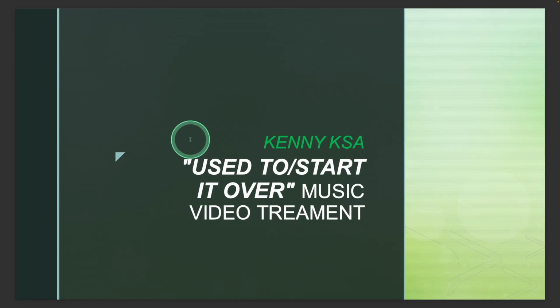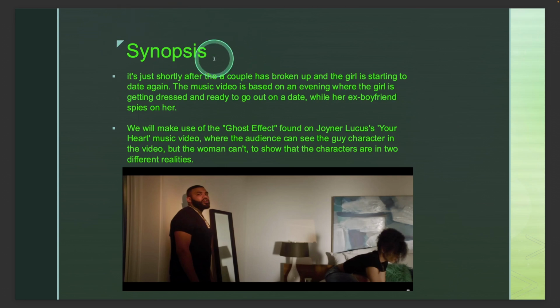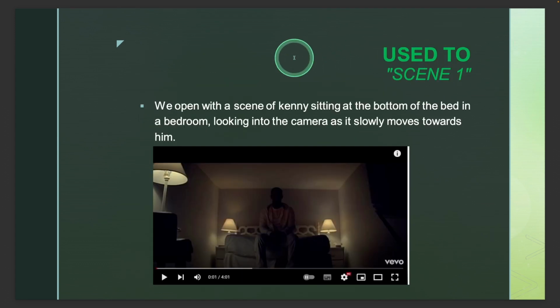Okay, cool. So let's take a look at the treatment that we have for this music video. First page, you'd have the name of the music video along with the artist, just like a title for the document. And the second page, we have a brief summary of what the song is about, or rather what the music video is about. And then the third page, you start going into the scenes.